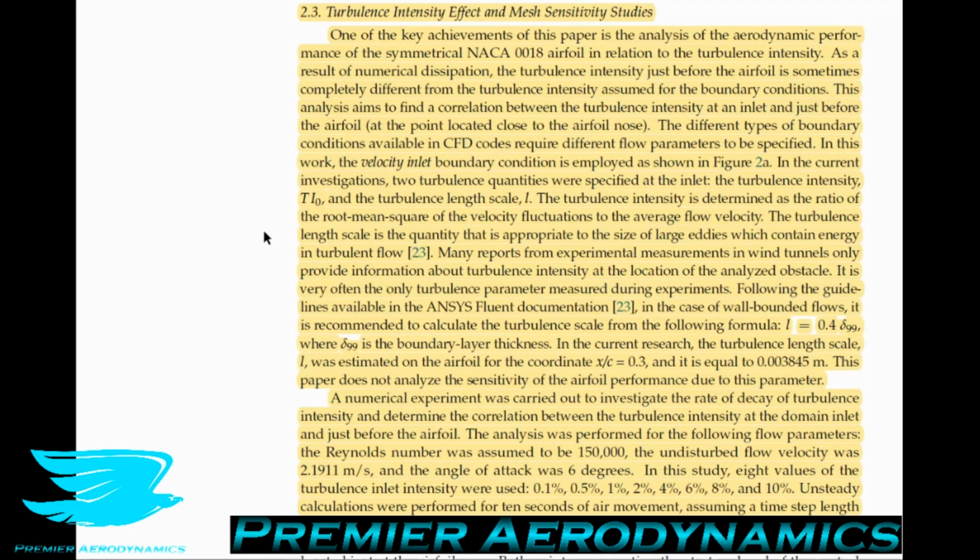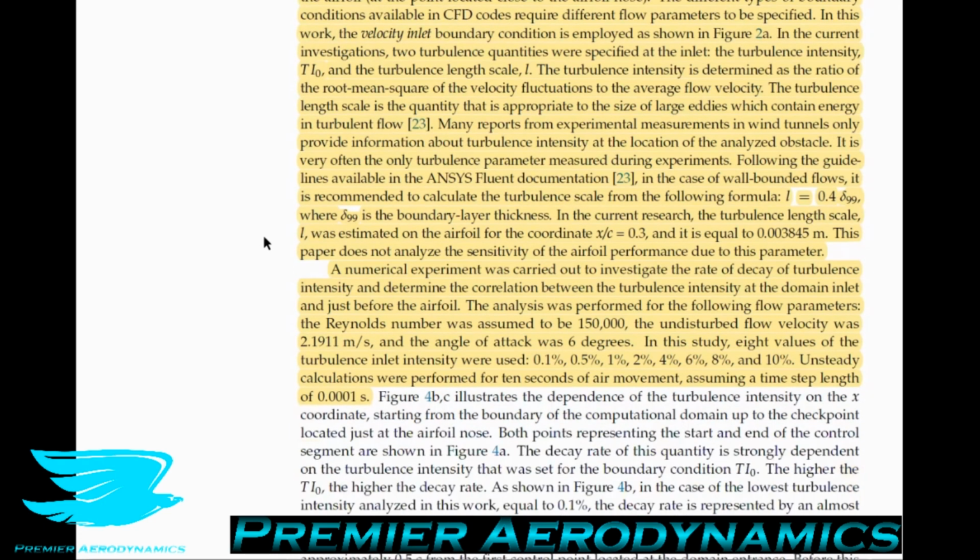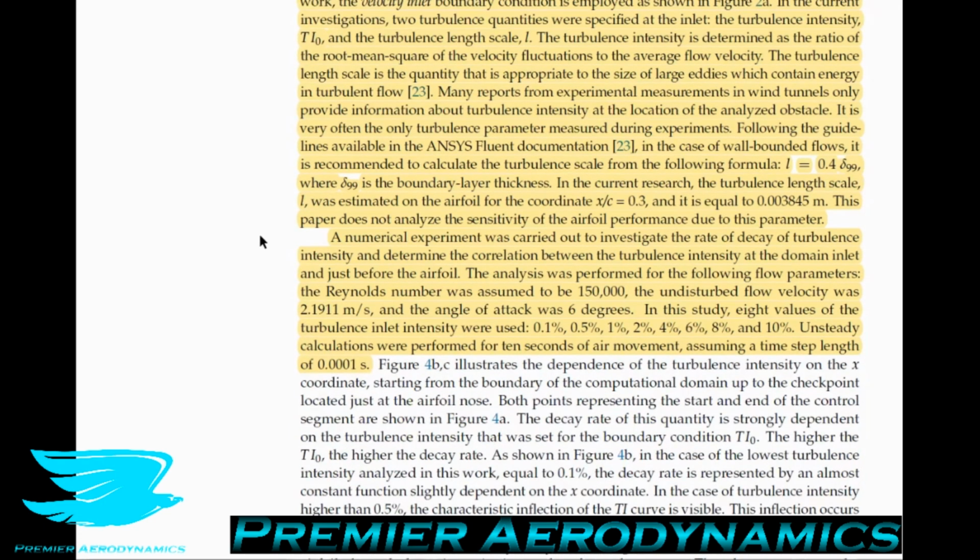This paper does not analyze the sensitivity of the airfoil performance due to this parameter. A numerical experiment was carried out to investigate the rate of decay of turbulence intensity and determine the correlation between the turbulence intensity at the domain inlet and just before the airfoil. The analysis was performed for the following flow conditions. The Reynolds number was 150,000. The undisturbed flow velocity was 2.19 meters per second, and the angle of attack was 6 degrees.